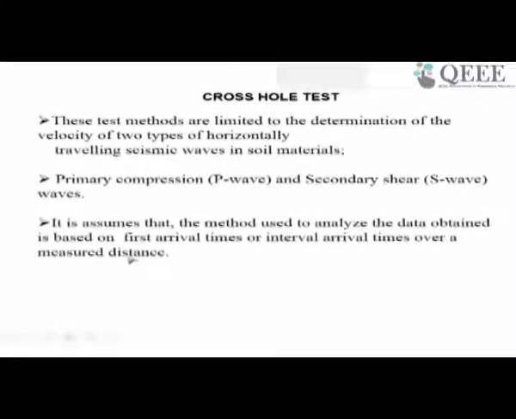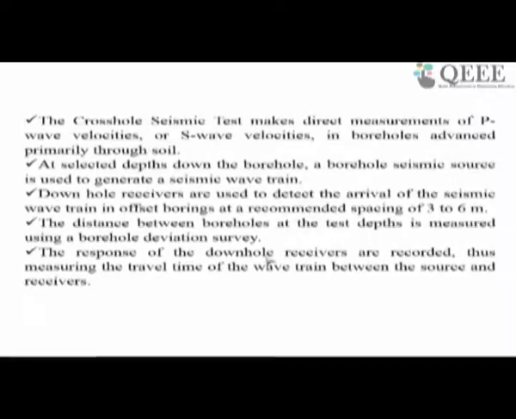It is assumed that the method used to analyze the data obtained is based on the first arrival time or the interval arrival time over a measured distance. So the time interval at which the seismic wave reaches the destination is recorded and used to characterize the ground. It measures directly, as you saw in the diagram. You have a source and a receiver at the same level, and you directly measure the wave propagation, the velocity of the waves, and that gives you the velocity of the ground and the corresponding material characteristics.